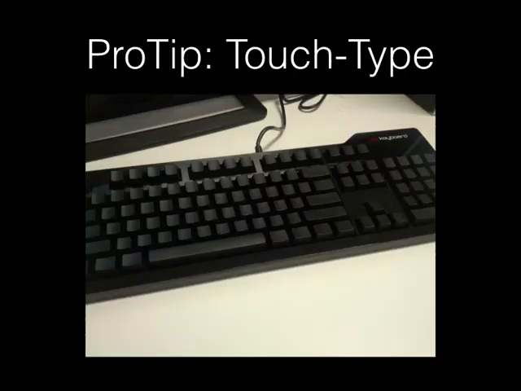Tip number 2 is touch type. But I actually mean really touch type, right? So I thought I could touch type this time last year. I thought, oh, it's good, the Vim life, right? But it turns out I was actually typing and glancing down at my keys all the time to check that I'd hit the right key, or that I was about to hit the right key.